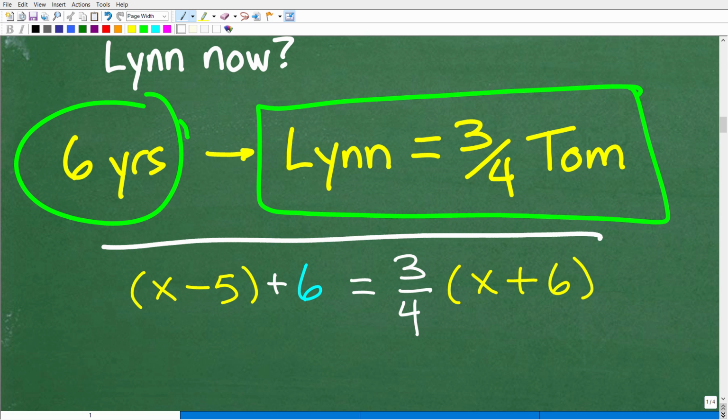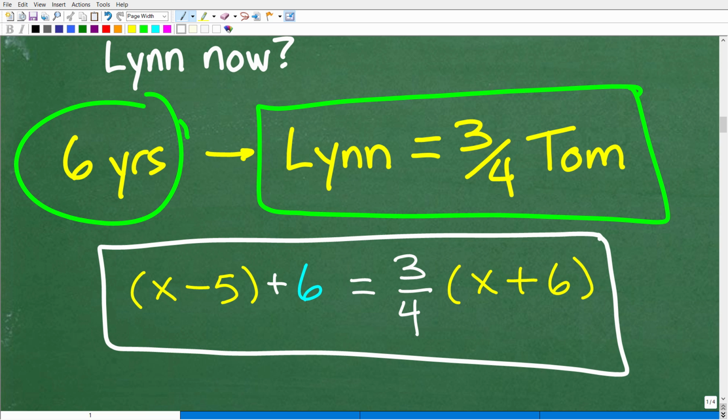All right, so at this point, hopefully you have the algebra skills to solve this equation for x. So that is going to be the next thing that we're going to do. So let's go and do that.